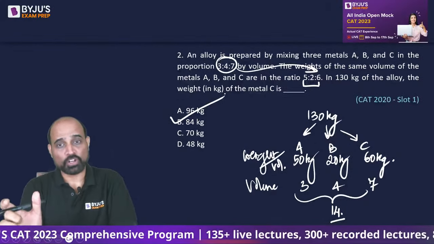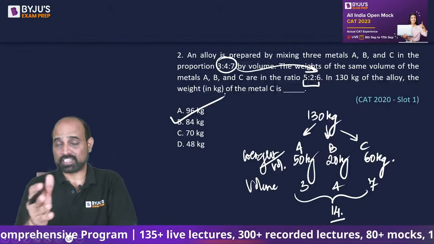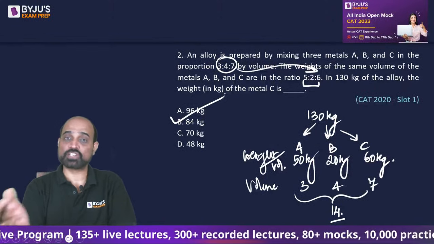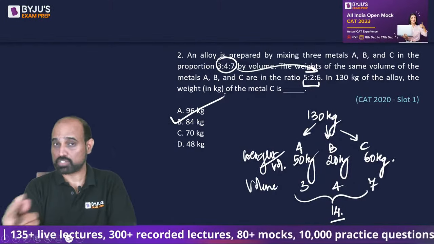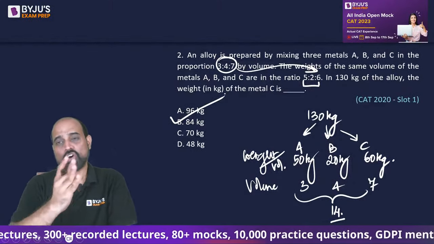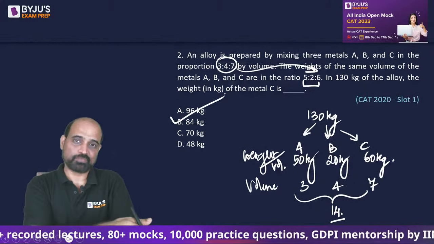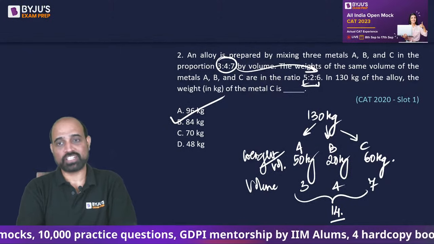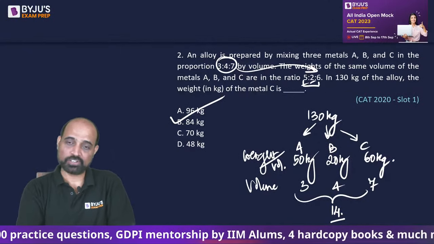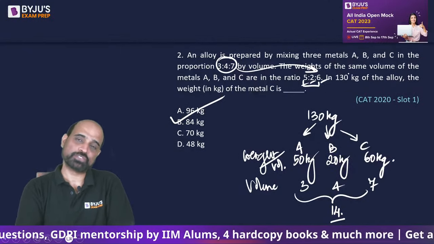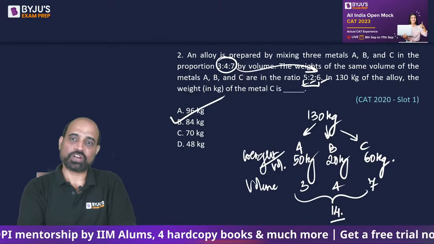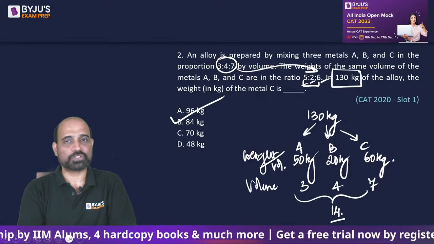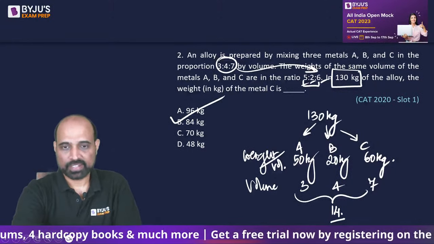The total volume, the ratio in which they are mixed is 3:4:7, and this is the total volume, which is 14. Or if 14 into 5 gives you the weight of the first alloy, 14 into 2 gives you the weight of the second alloy, 14 into 6 gives you the weight of the third alloy. तो 130 में हमारे पास 14 into 6 आ जाएगा. ठीक है.